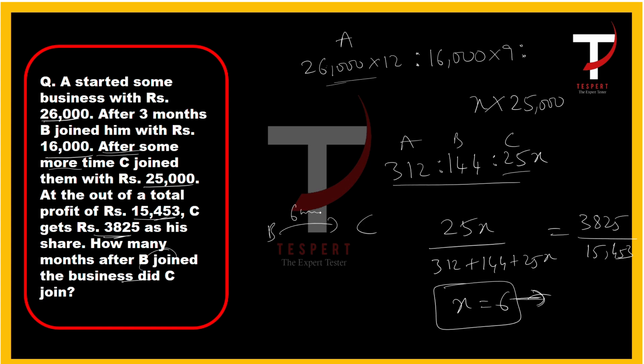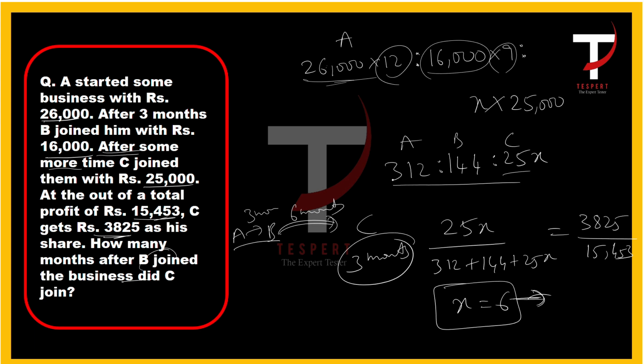So B has joined 3 months after A, and C has joined 6 months after B. That means he invested for 3 months, right? So C invested for 3 months. A invested 26,000 for 12 months, B invested 16,000 for 9 months, and C invested 25,000 for 3 months.